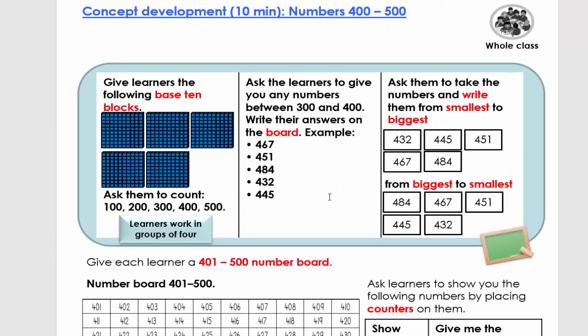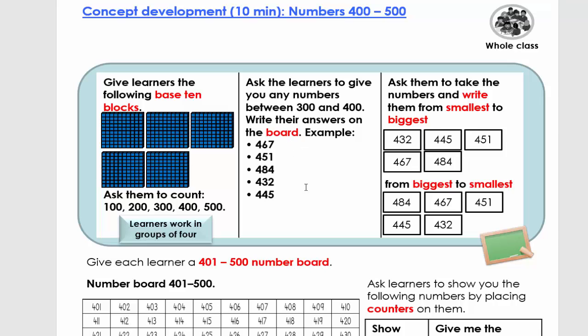Okay, welcome back. So with the introduction, we're going to look again at the base 10 blocks. You can show them this, or like in the previous lesson, you can just draw big squares and say each represents a hundred, and then we can count 100, 200, 300, 400, 500. Now we're going to ask the child to give you any number between 300 and 400.